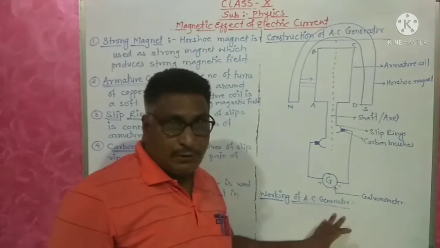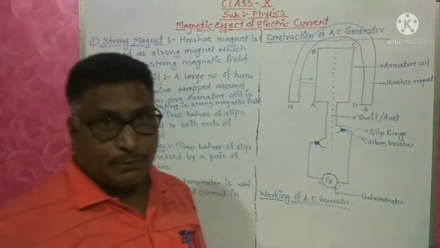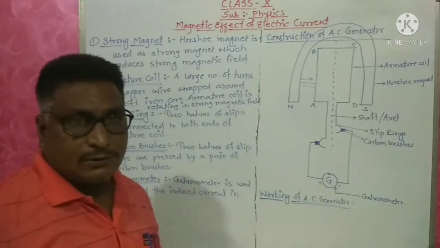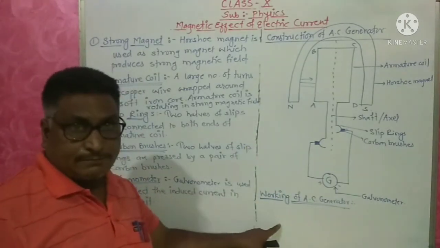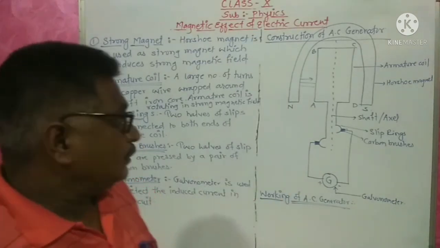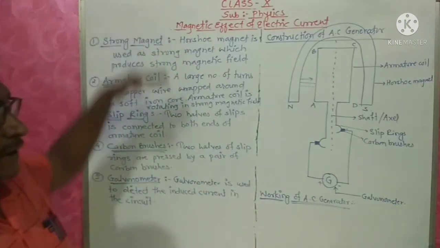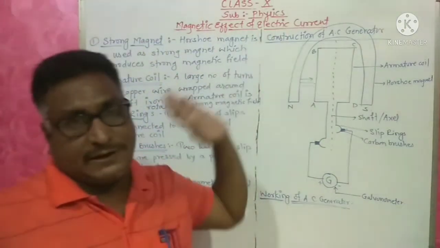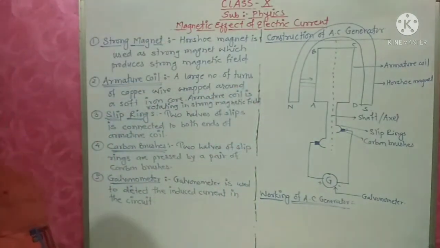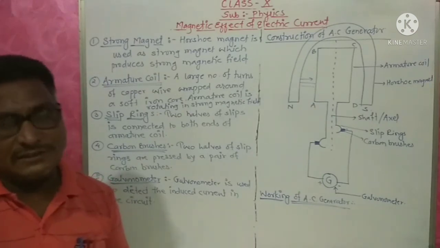So in this way you have to write the working of AC generator. Don't forget to write this working. Here I am not reading from the textbook. You have to search for this working and write it down. In the textbook it is given. I explained how it works, so you can write down the working of AC generator. The remaining things I explain here. Okay students, hope you understand this AC generator. Now we will go to the DC generator.